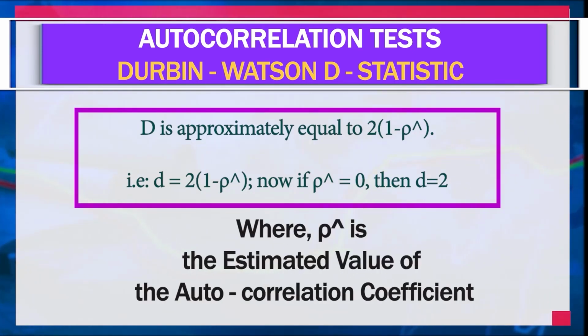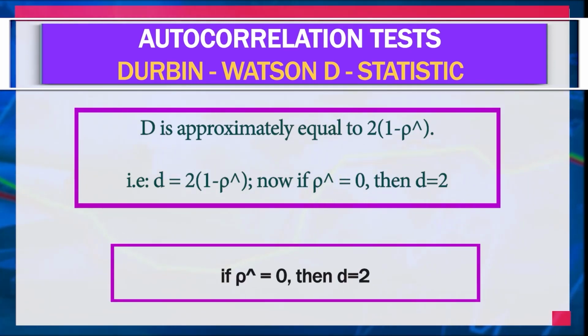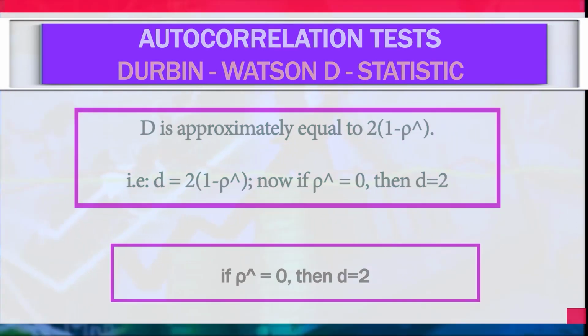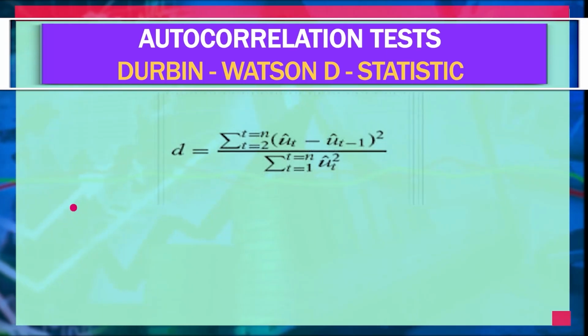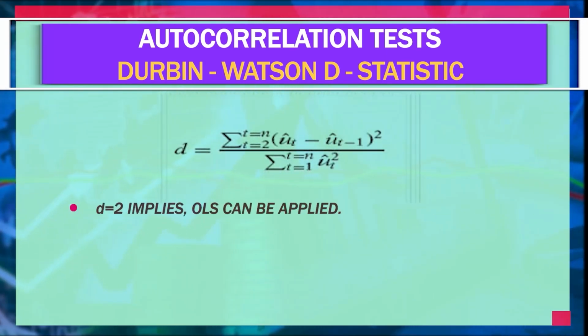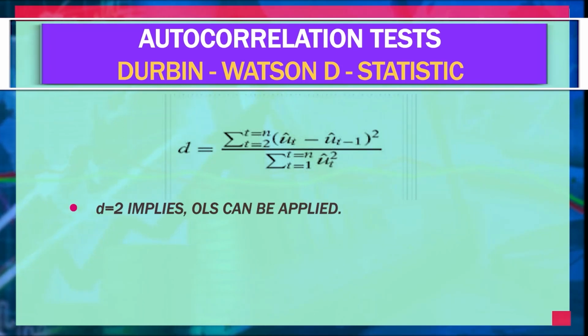This rho hat is the estimated value of the autocorrelation coefficient: D = 2(1 - rho hat). We observe that if rho hat is 0, that means there is zero autocorrelation, or the error terms are not related with each other, then D is equal to 2. If we get the value of Durbin-Watson equal to 2, then we can say that the problem of autocorrelation does not exist, and thereby the OLS assumptions hold and OLS can be applied.